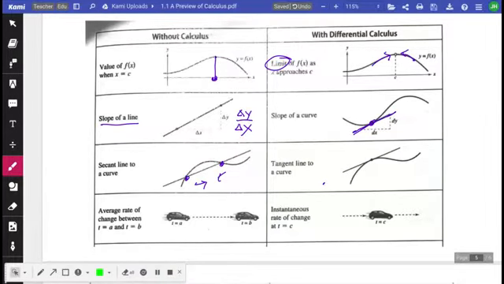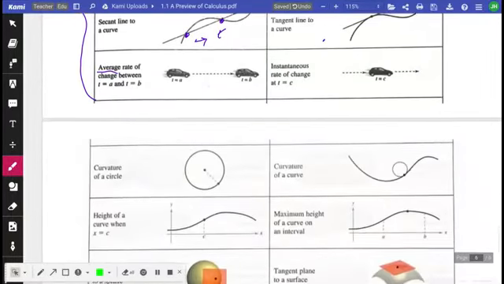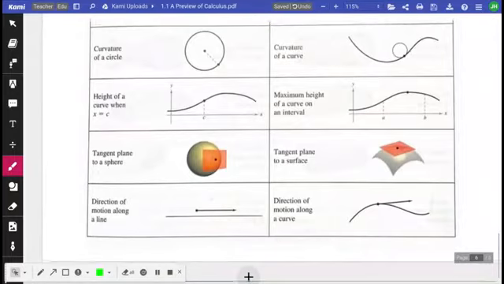Okay. Average rate of change between two values is something you can do without calculus. Okay. Again, that's slope. All of these are talking about slopes. Instantaneous rate of change is again talking about exact that place. Okay, so we have average rate of change and we have instantaneous rate of change. And you'll see the difference of those when we do our calculus.